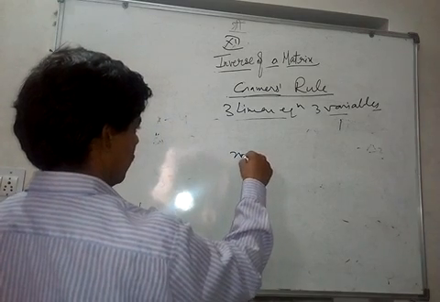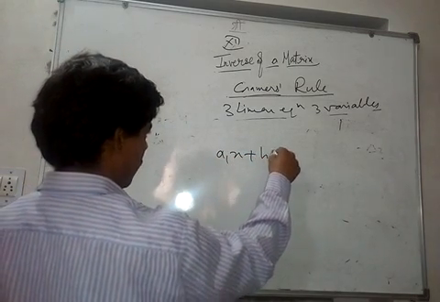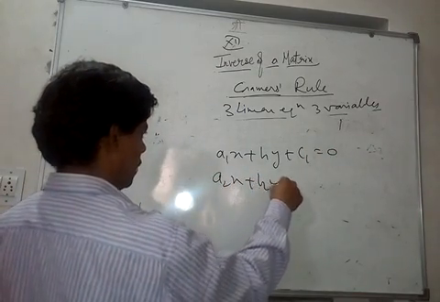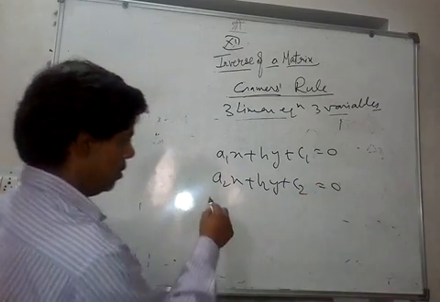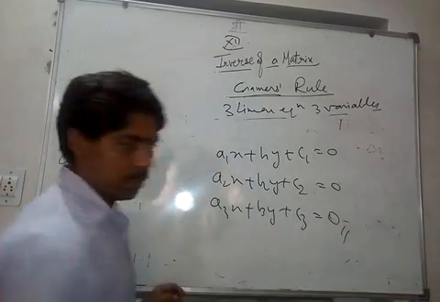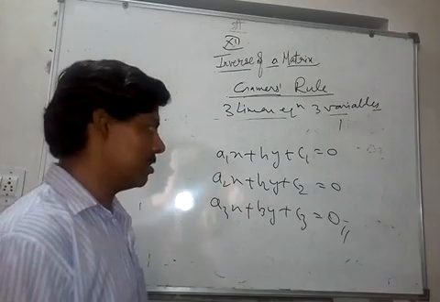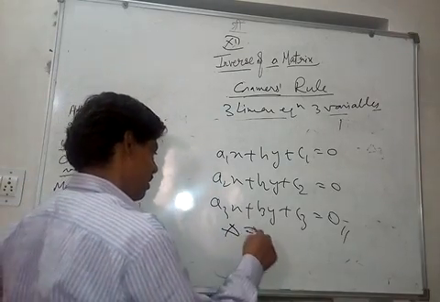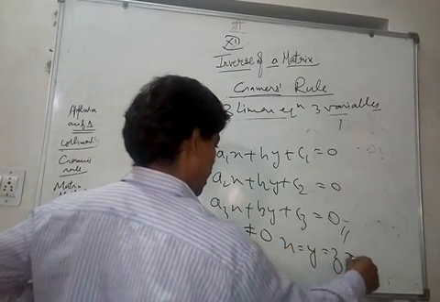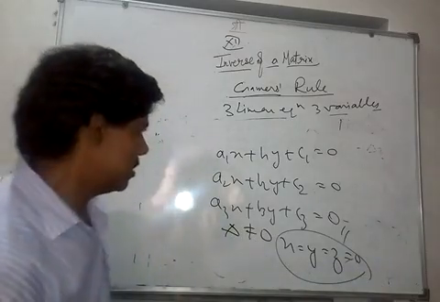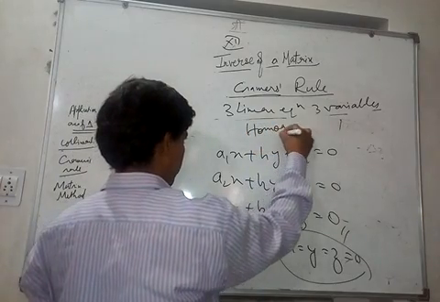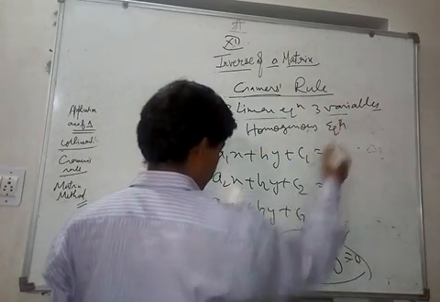Suppose we have a1x plus b1y plus c1z, this is 0. a2x plus b2y plus c2z, this is also 0. And a3x plus b3y plus c3z, this is also 0. When all three are 0, we call them homogeneous equations. And here if delta is not 0, then they will have only one solution, and that is x is equal to y is equal to z is equal to 0. So this is a homogeneous equation, and this solution is called a trivial solution.